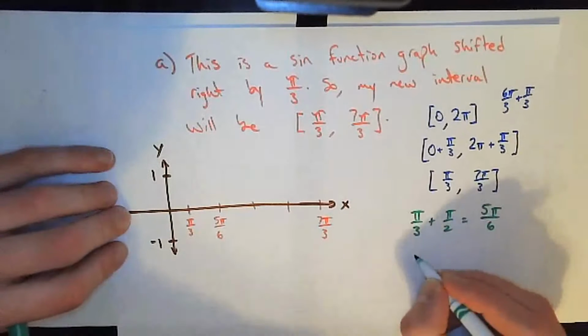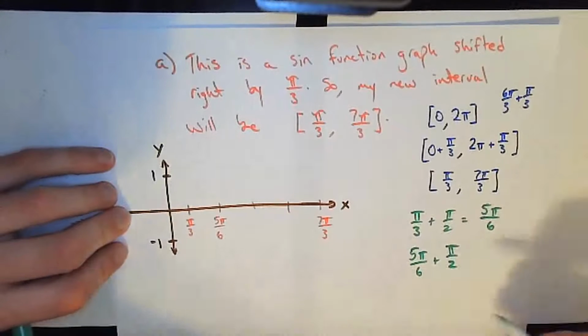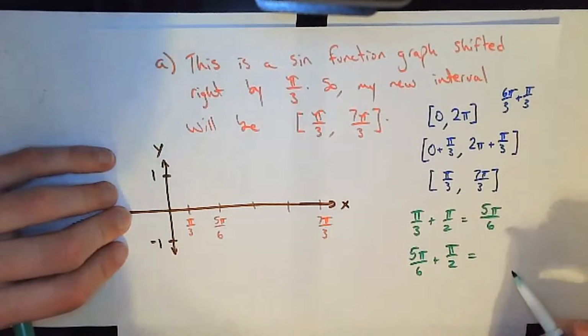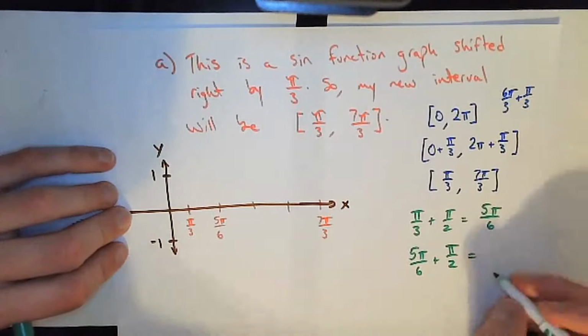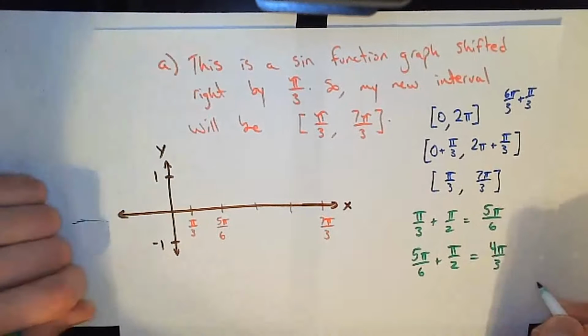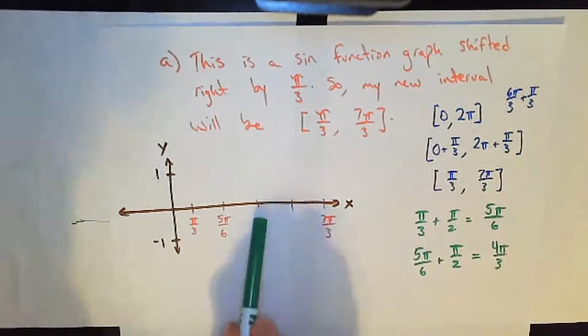The next one, just adding pi on 2 to that, so 5 pi on 6 plus pi on 2. That's 5 pi on 6 plus 3 pi on 6. That's 8 pi on 6, which reduces to 4 pi on 3. Okay, that's that point right there.